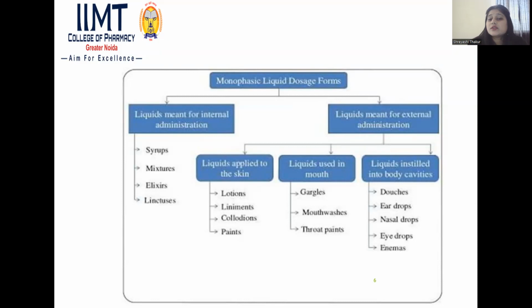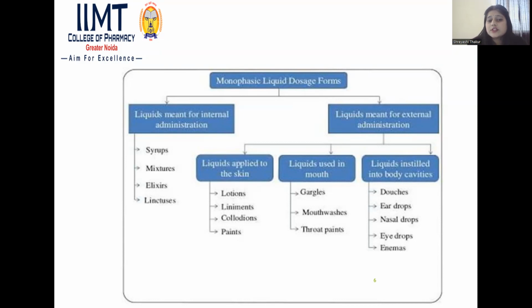And the liquid meant for external administration is also divided into three parts. First one is liquid applied to the skin. Second one is liquid used in the mouth. And third is liquid instilled into the body cavities.